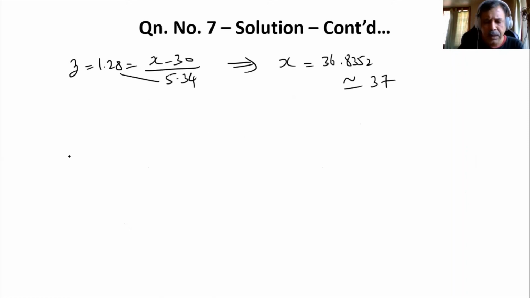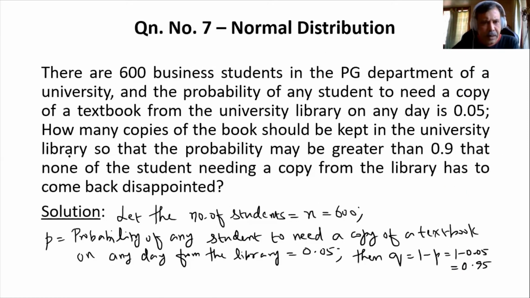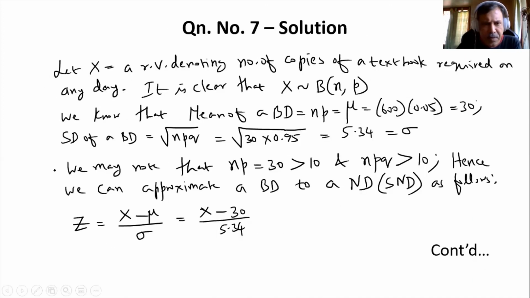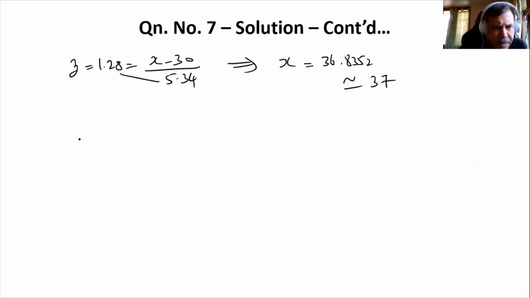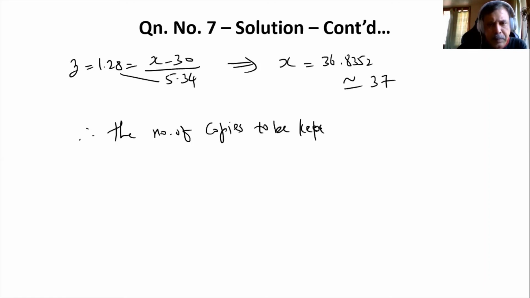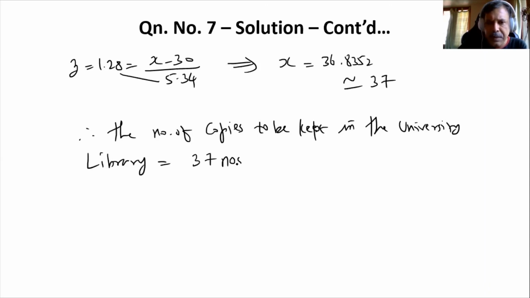So the question is what? That is our how many copies? So number of copies to be kept in the library. Therefore, the number of copies to be kept in the university library should be 37. So that is our solution for this question.